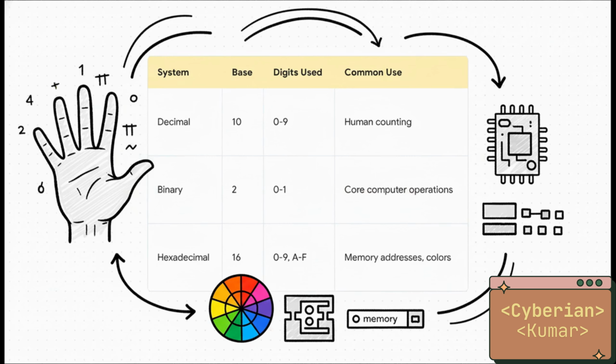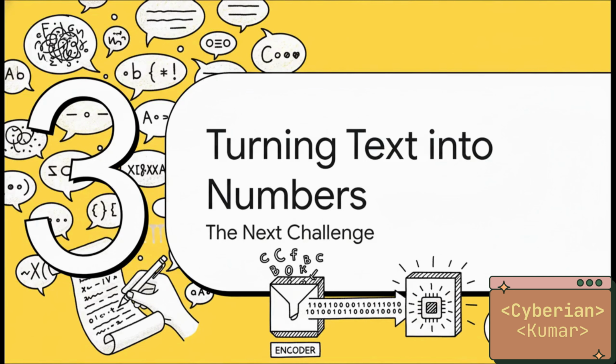You've got binary, base 2, that's the computer's native tongue. And then you have hexadecimal, base 16, which acts as this awesome human-friendly bridge between our world and the computers. You see it all the time in things like color codes for that exact reason. Okay, so we've cracked the code for numbers.